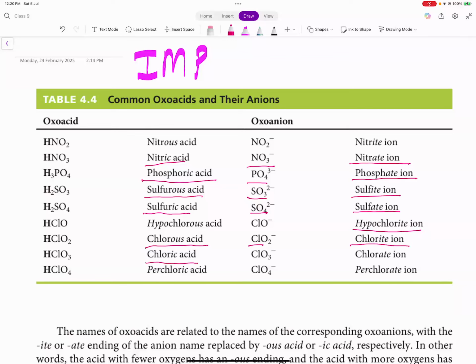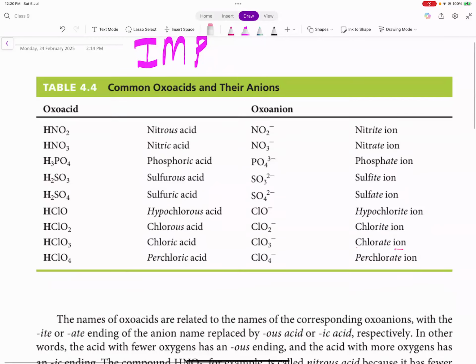HClO3 is chloric acid, just like nitric acid, HNO3. So we'll call it chlorate, ic is ate, right? And after taking H plus out, we get ClO3 minus. HClO4, this per means having one oxygen more. So this has one more oxygen as compared to chloric acid, and this is called perchloric acid. I take H plus out, I get ClO4 minus. This we are going to call perchlorate ion. So this table is again important. I have already said, you need to remember this.